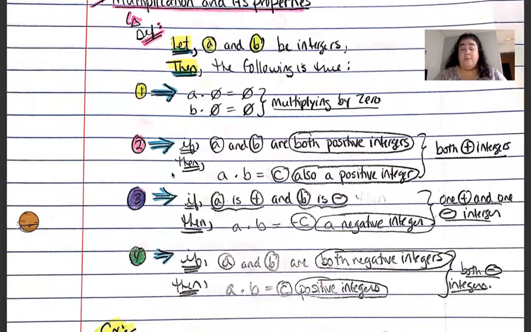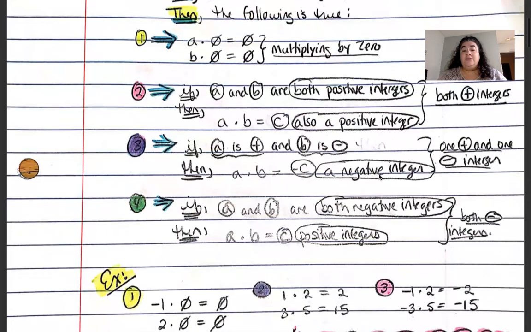The second rule that we follow when multiplying with integers is that if a and b are once again positive integers, in this case they're both positive integers, then when we multiply a and b, their product, c, will also be a positive integer. Or another way to think about it is that if they're both positive integers, their product will also be positive. Okay?